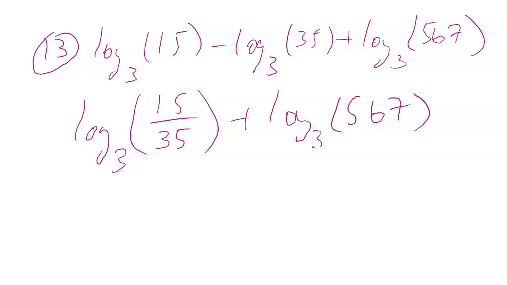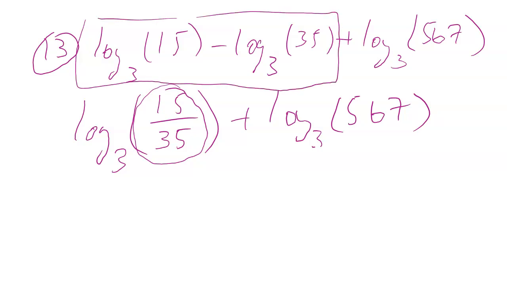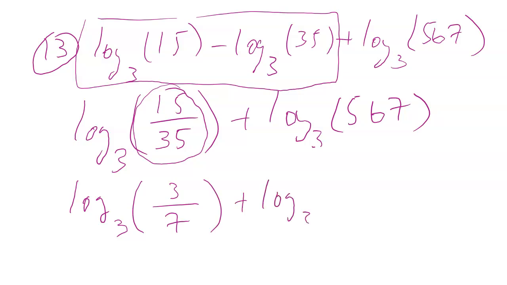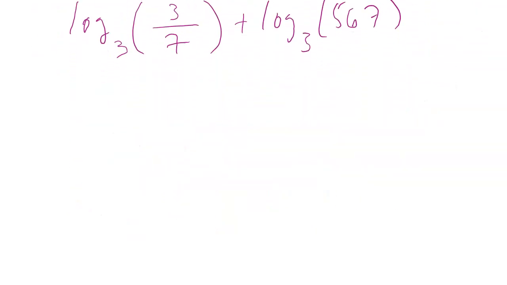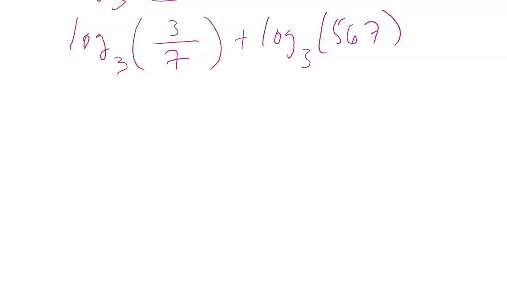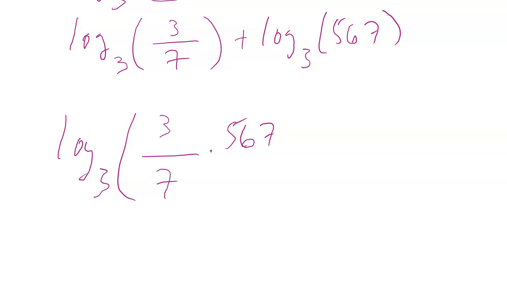All right, I can reduce this. Again, I wrote this as a single log. I can reduce that by 5. Sure. I'm a little confused with this problem. Okay. And then plus log base 3 of 567. Excuse me, I'm going to write this as a single log. Log base 3 of 3/7 times 567.